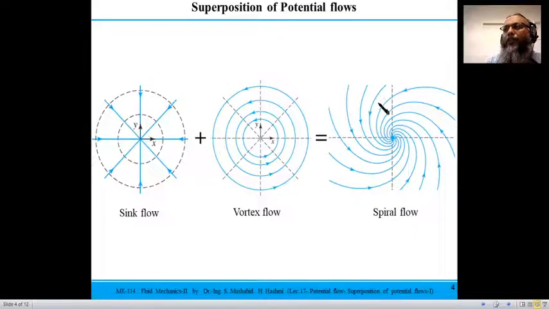So here in this shape, both streamlines would be superimposing each other, complementing each other. And similarly here there would be some cancellation, because here the streamlines would be in this direction, and at some point they would be cancelling out, and at some point complementing each other. So this spiral flow would be the resulting pattern.